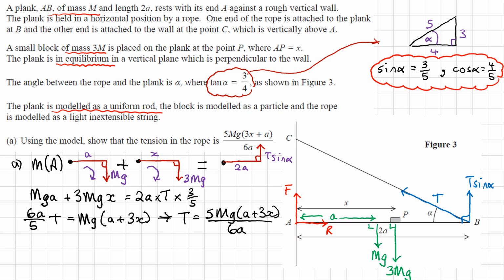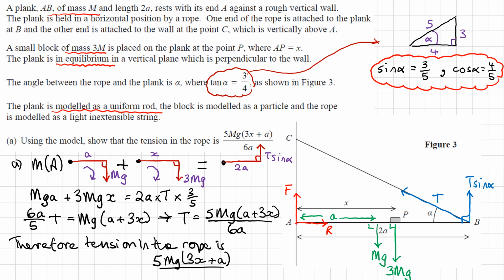Now this looks pretty much the same as what's in the question, but whenever you get these proving questions, always write it in exactly the same form as given in the question. So I'll write down, therefore, the tension in the rope is 5mg(3x plus a) over 6a, as required.